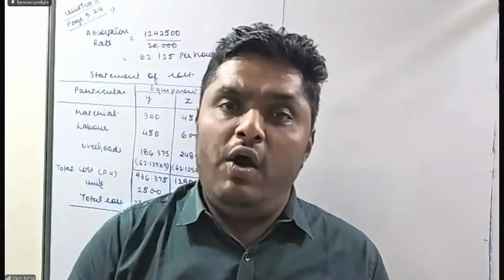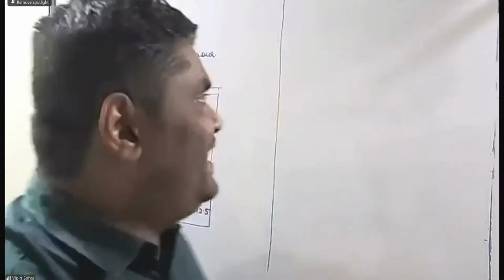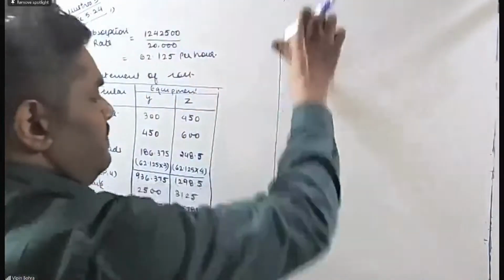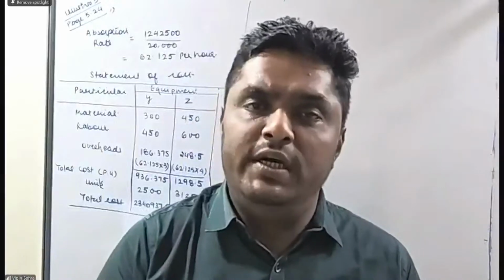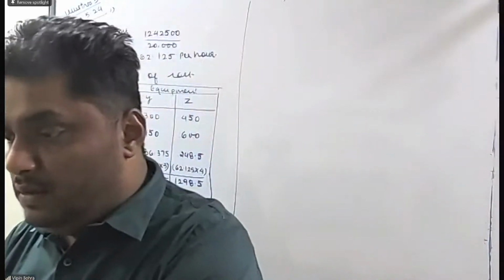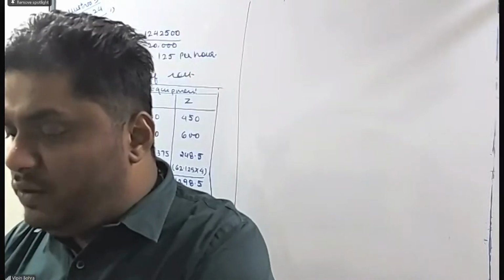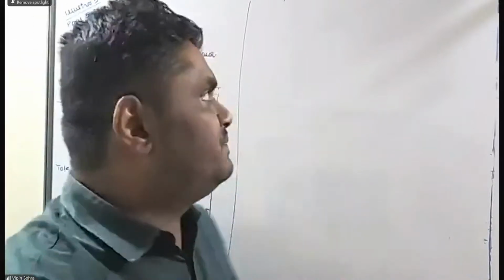Now we are done with the cost calculation as per the traditional approach. Now let's proceed for activity-based costing. Again, we'll be following a simple pattern. First, we will calculate the absorption rate, and then we will prepare the statement of cost. So let's start with the calculation of absorption rate.